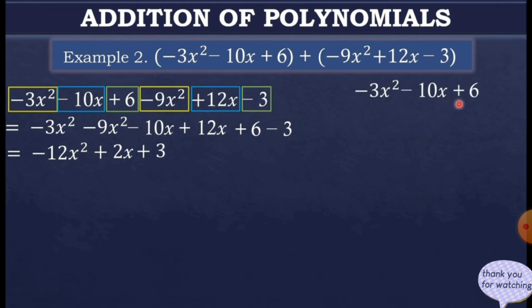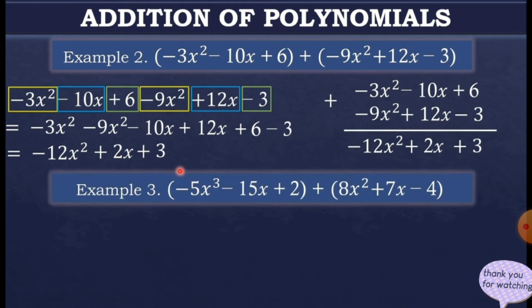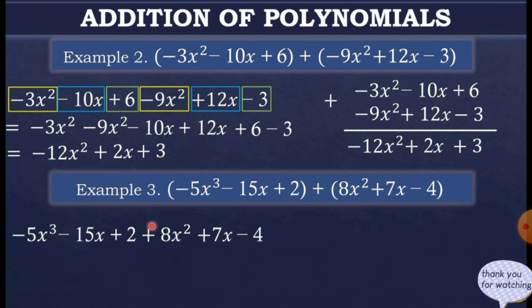So ito yung sagot. For the vertical way, okay, so first write the first expression, and then second for the next expression. So dapat magkadugtong or magka-align yung parehas na terms. Okay, so then proceed to the operation. So it will become negative 12x squared. Next, hindi magkatulad yung sign, so magiging positive 2x kasi mas malaki si 12. So and then here is positive 3 kasi mas malaki si 6, so positive. Okay, so magkatulad yung sagot nila. So the same result.